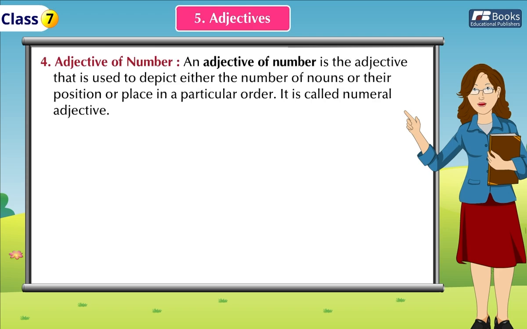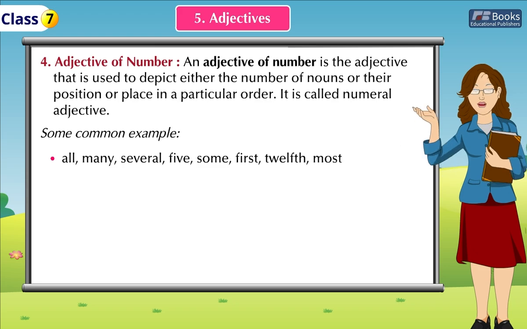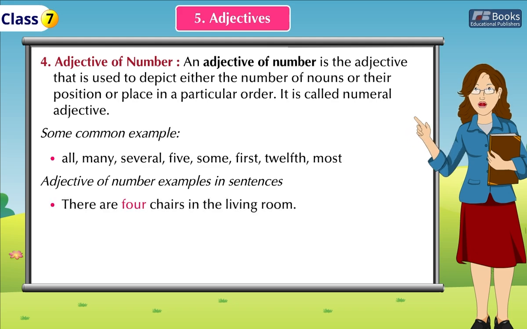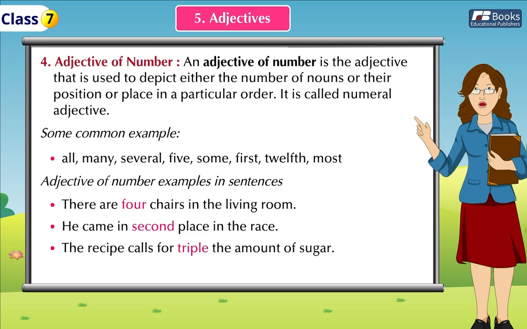Fourth, adjective of number. An adjective of number is the adjective that is used to depict either the number of nouns or their position or place in a particular order. It is called a numeral adjective. Some common examples: all, many, several, 5, some, first, 12th, most. Adjective of number examples in sentences. There are 4 chairs in the living room. He came in second place in the race. The recipe calls for triple the amount of sugar.